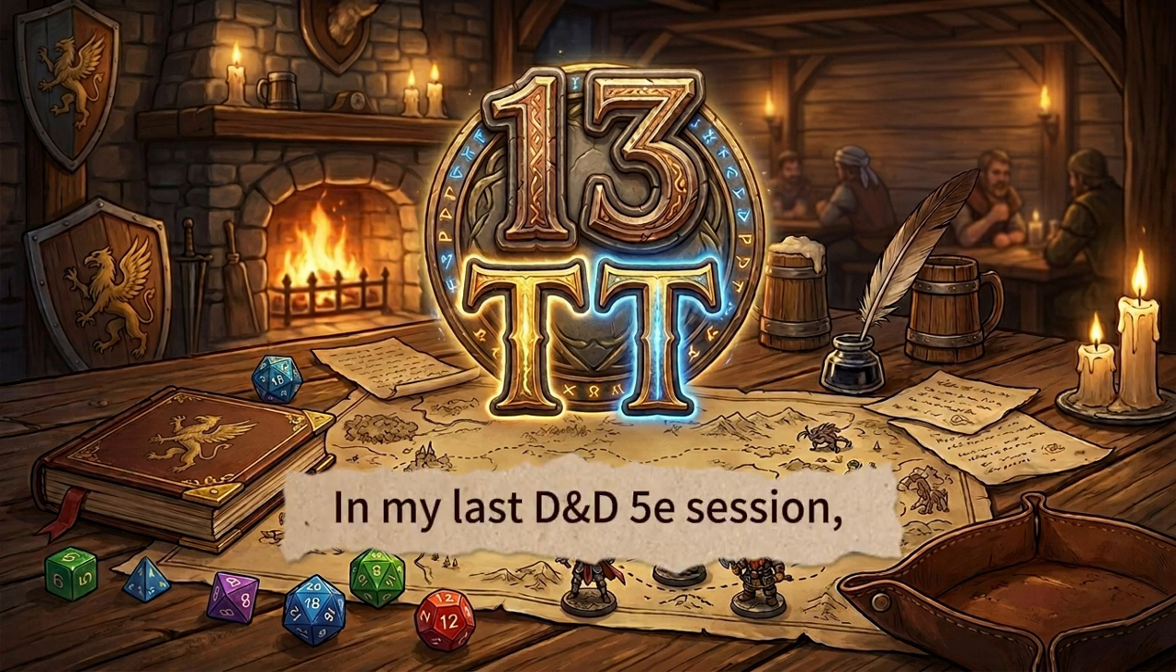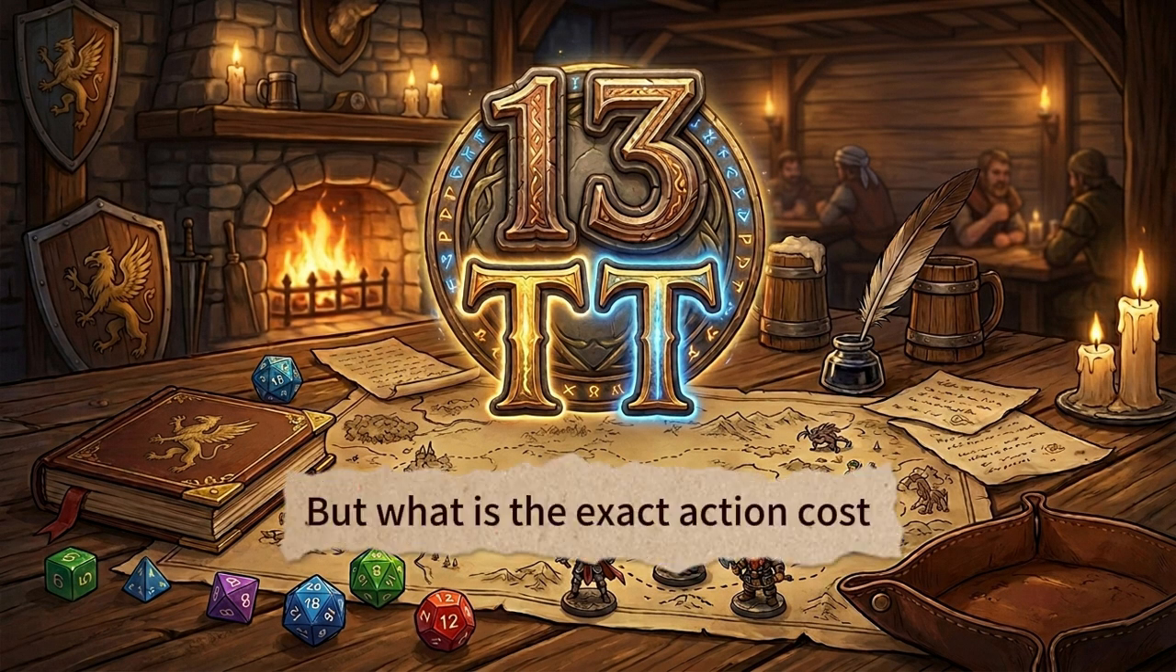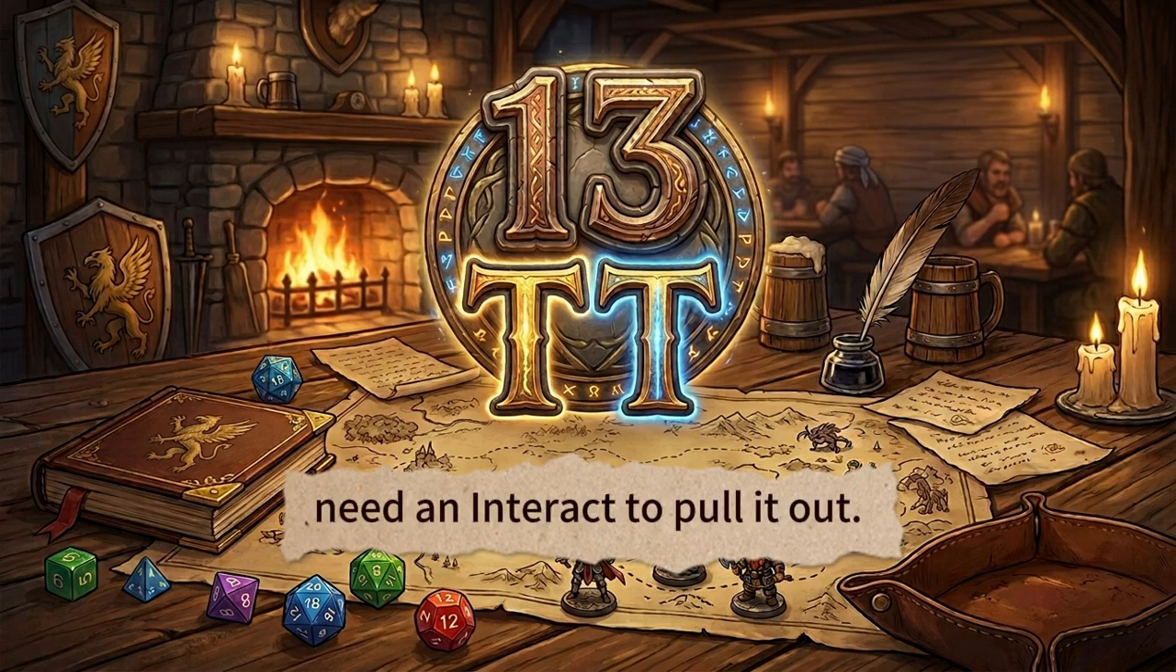In my last D&D 5e session, my party was actually super big brains. We figured out a way to glue Tiamat to the ground using sovereign glue. But what is the exact action cost for me to smear sovereign glue on the ground? I need an Activate to use the sovereign glue, need an Interact to pull it out, and I also need to drop prone and drop the two-handed weapon I am holding.